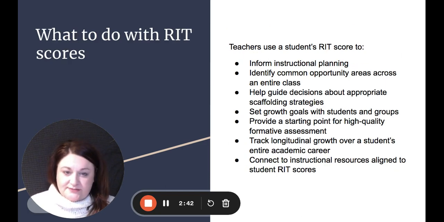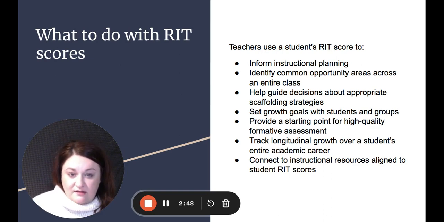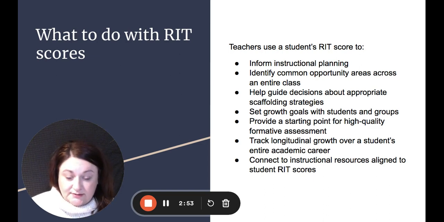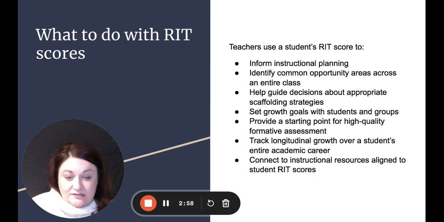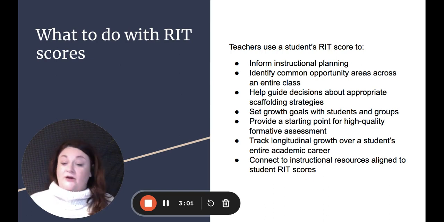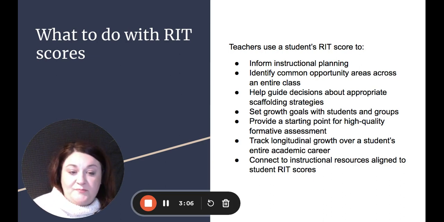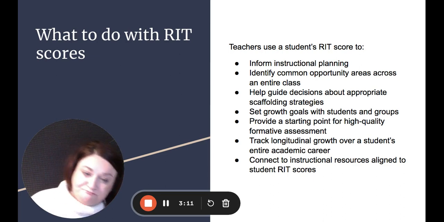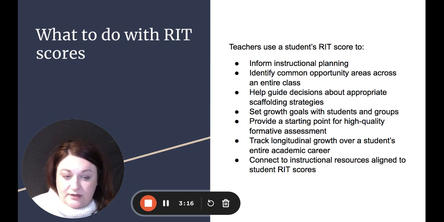What would you do with RIT scores? So educators can use the RIT score for a variety of different things. The RIT score is going to be used to inform instructional planning. It's going to help identify common opportunity areas or areas of weakness across maybe an entire class or across a small group of children. It's going to help guide decisions about appropriate scaffolding strategies that you might use in the classroom. It's going to help set growth goals with students, individually, with groups.